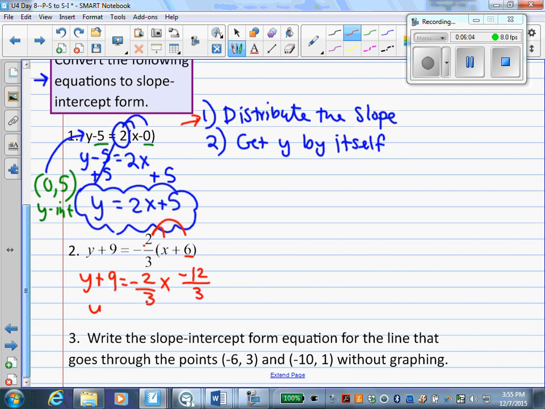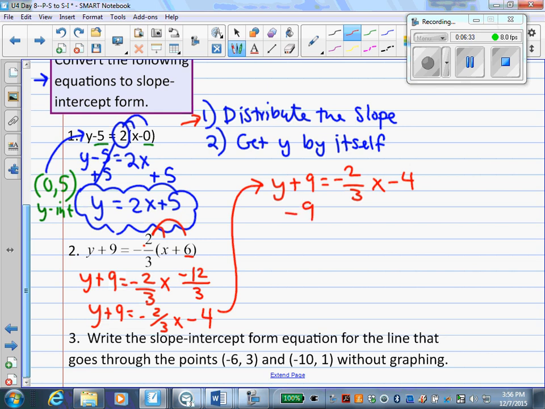So y plus 9 equals negative 2/3 x. Negative 12 divided by 3 is negative 4, so minus 4. Okay, we are almost done. We distributed the slope. Second thing is to get y by itself. I'm going to continue over here so I have a little more room. So I'm going to rewrite y plus 9 equals negative 2/3 x minus 4. Okay, in this case, to get y by itself, I need to subtract 9 on both sides. So I get y equals negative 2/3 x minus 13.